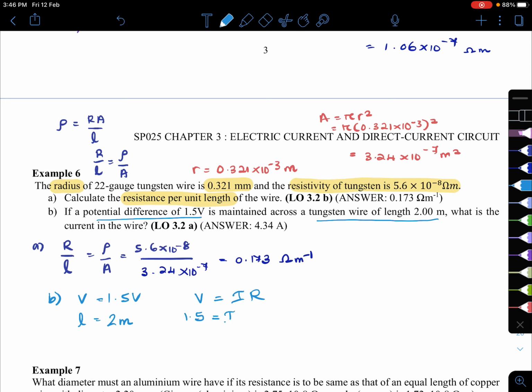So I think we need to find the new value of R, which is rearrange this equation so you get L over A. Okay. So ni apa beza dengan tadi? Tadi tu dia tak kasi kita length kan. So ni now dia kasi kita length. So I think we can find the value of resistance, 5.6 darab 10 kuasa negatif 8.